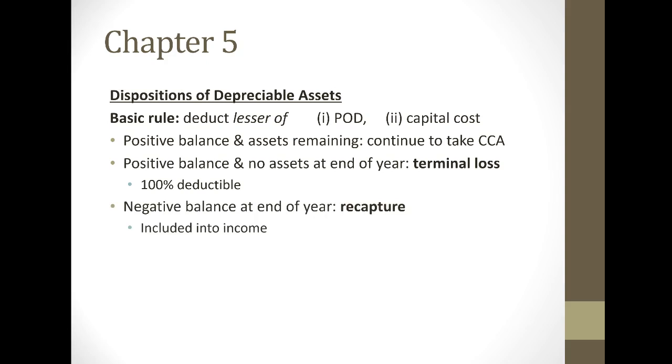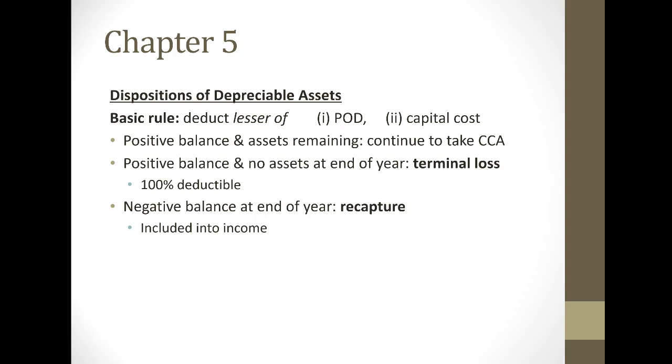Now, if you have a negative balance at the end of the year, that's called recapture. So you dispose of an asset in a CCA class, you deduct the lesser of proceeds or the capital costs, you have a negative balance. If you don't add any more assets to that class by the end of the year to bring that negative amount back to a positive amount, then you have to add that negative amount back into income. That's what we call recapture.